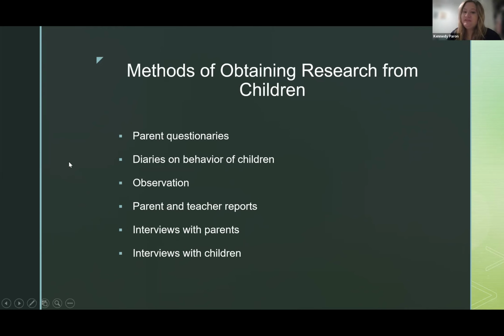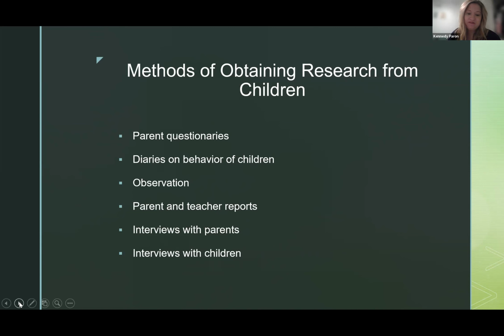So there are methods to obtaining research from children. You can do a parent questionnaire. So this is something that the parent fills out on their own and gives back to you. You can take diaries on the behaviors of children or have parents fill this out for you. You can do direct observation, so watching them in the natural setting, maybe school or on the playground at recess. There are also parent and teacher reports that we can learn from based on the behavior of the child. We can do interviews with parents. And finally, we can interview the children as well, as long as we gain consent from the parents.